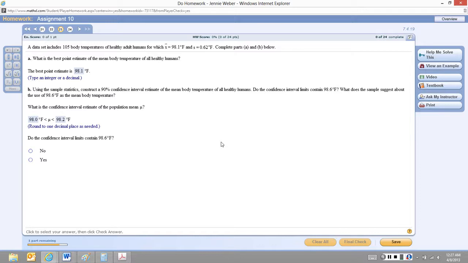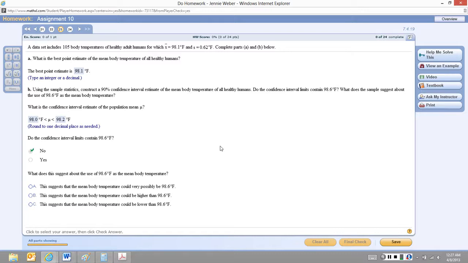So does this contain 98.6? Well, no, it doesn't. So what does this suggest? This suggests the mean is probably lower than 98.6. Obviously we've been told that the mean body temperature is 98.6, and this is saying something different. For those of you in the nursing profession, I'm sure you know way more about this than I do. For example, it's just the process here that matters.